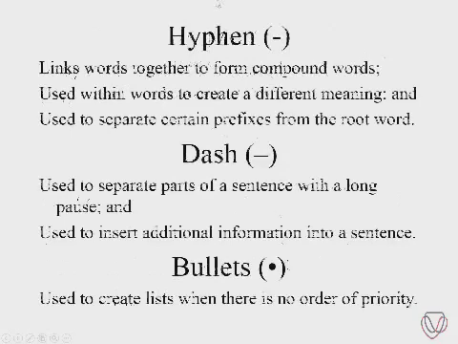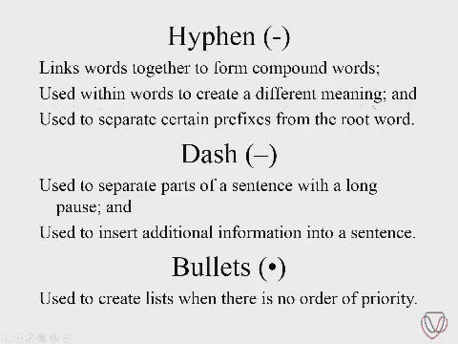Okay, let's just see. Hyphen links words together to form compound words, used within words to create a different meaning. I'm sorry, we don't have time for examples now. And used to separate certain prefixes from the root word. Okay, so those are used within words. The dash is used between words. Used to separate parts of a sentence with a long pause, and used to insert additional information into a sentence.